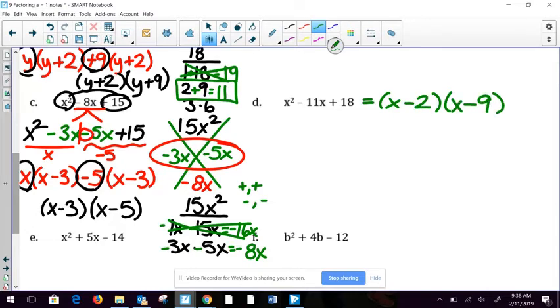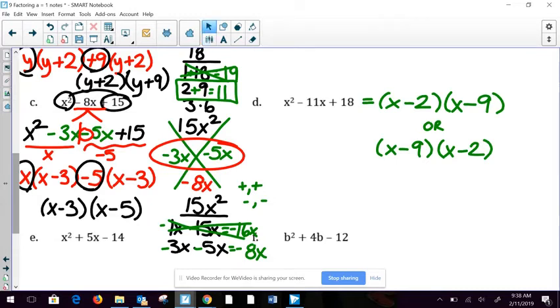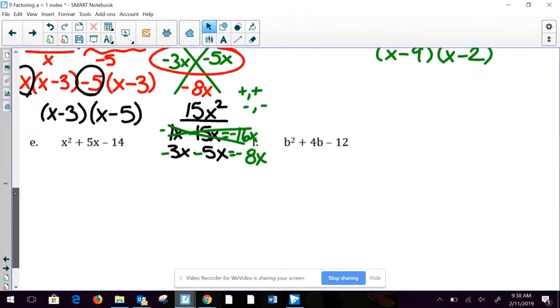Now, I know some of you are sitting there thinking, but wait, what if I wrote my parentheses backwards? What if I wrote it instead, x minus 9 times x minus 2? It doesn't matter. It still will box it out to get the same answer. Okay, let's go ahead and try another one.